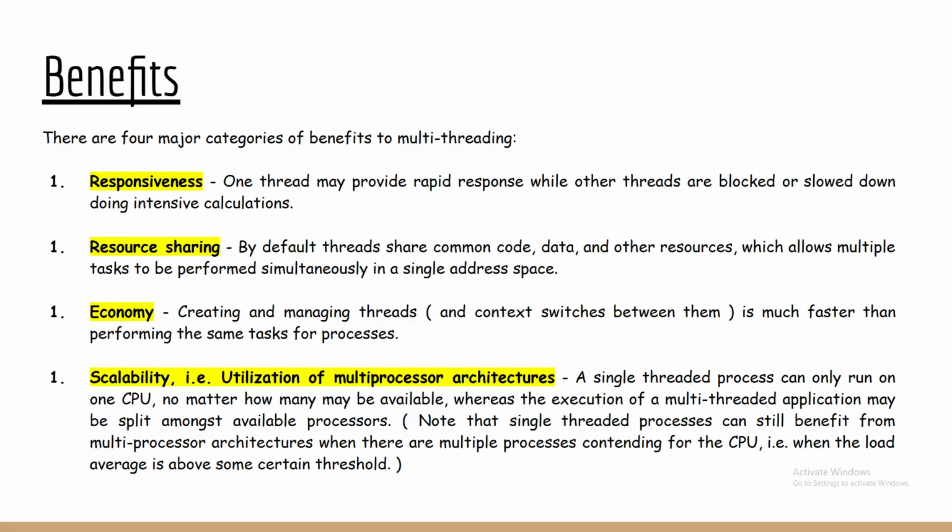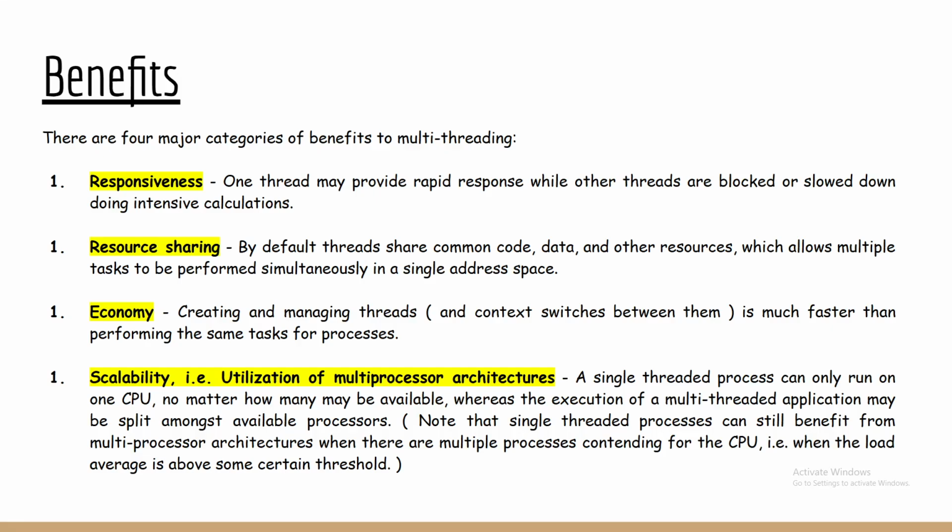Another one is resource sharing. As we just saw, threads share memory and resources of their parent process by default. This is a huge advantage. For separate processes to share resources, the programmer has to explicitly set up complex mechanisms like shared memory or message passing. With threads, it's automatic, allowing different threads to work on the same data within the same address space easily.